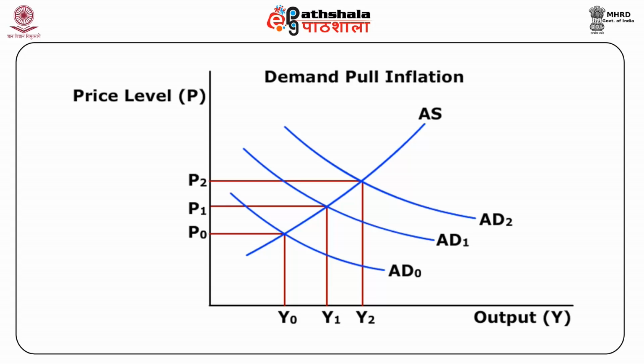Y0 to Y1. To explain inflation, a one-time increase in the price level is not enough. The increase in the price level must be sustained from one period to the next. This means that the aggregate demand, AD, must continue to shift upwards so that price level increases from P1 to P2.